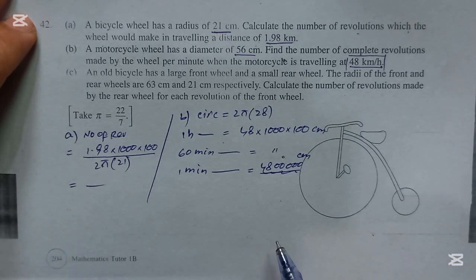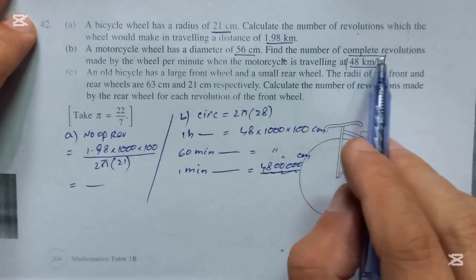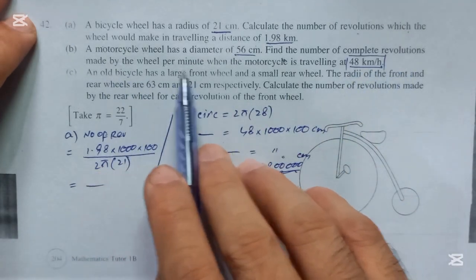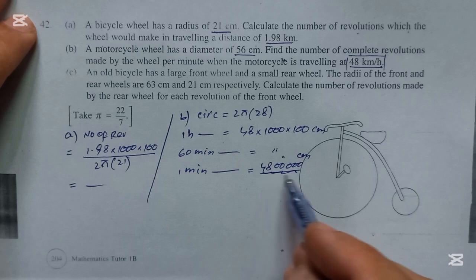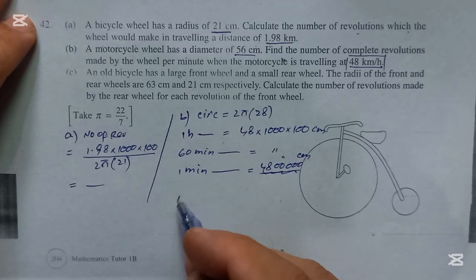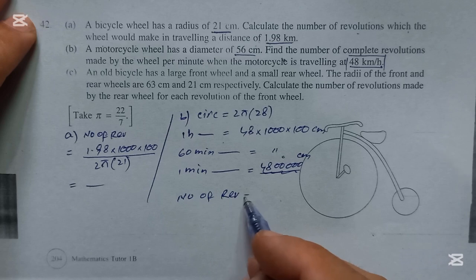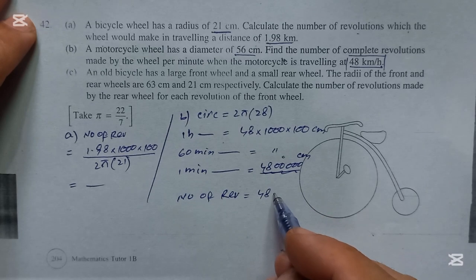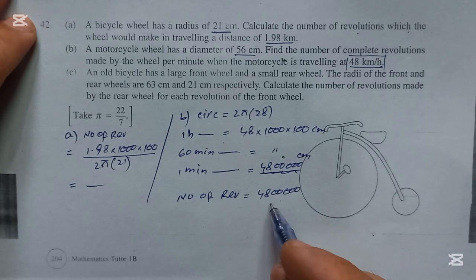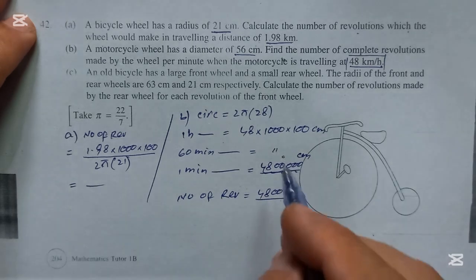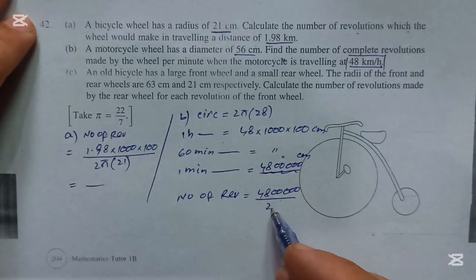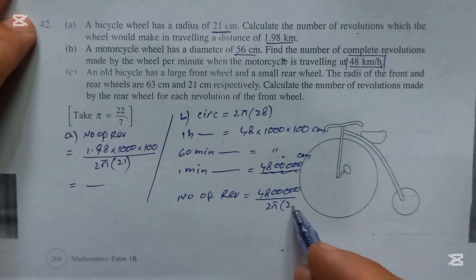So actually now we want to find the complete revolutions made by the wheel per minute. So divide number of revolutions will be equal to 48000 over this 2 pi into 28. Solve it on the calculator, you will get the answer.